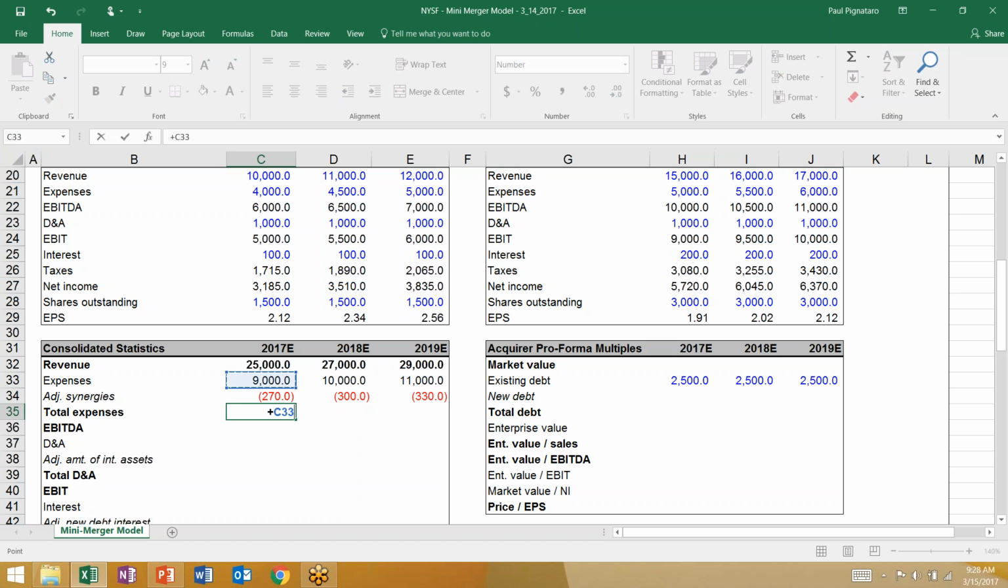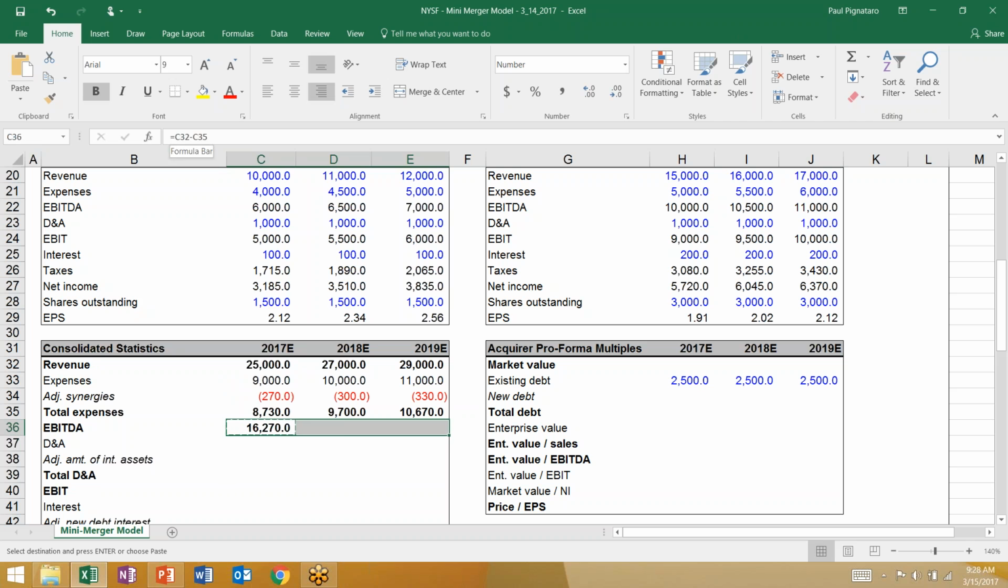And so the total expenses is 9,000 and you reduce it by 270. So these are the total expenses. And then you can get your EBITDA by subtracting. So I'm going to pause for a second. I want to make sure everybody has everything up above and everybody has the 18,330 EBITDA.